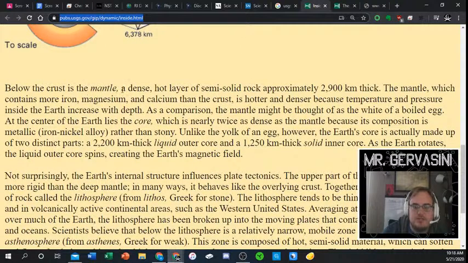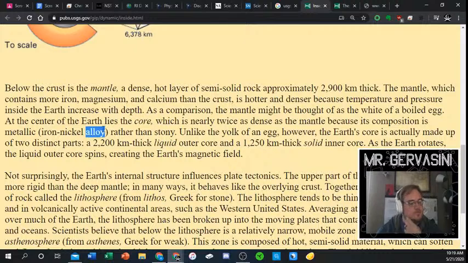Below the crust is the mantle. Scanning, I'm looking for words that I need to find for the core. Mantle. At the center of the Earth lies the core, right? So I'm scanning for words that I need to look for. At the center of the Earth lies the core, which is nearly twice as dense as the mantle because its composition is metallic, an iron-nickel alloy.